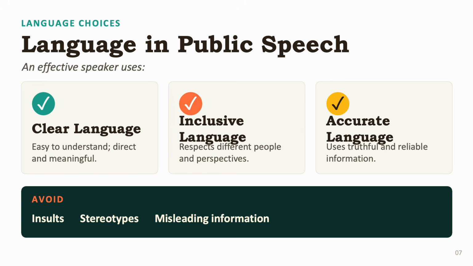The words we choose affect how people understand and respond to our message. An effective speaker uses clear language, words that are easy to understand; inclusive language, words that respect different people and ideas; and accurate language, information that is truthful and reliable. As speakers, we should avoid words that insult, discriminate, or spread false information. Responsible communication shows respect for our audience.